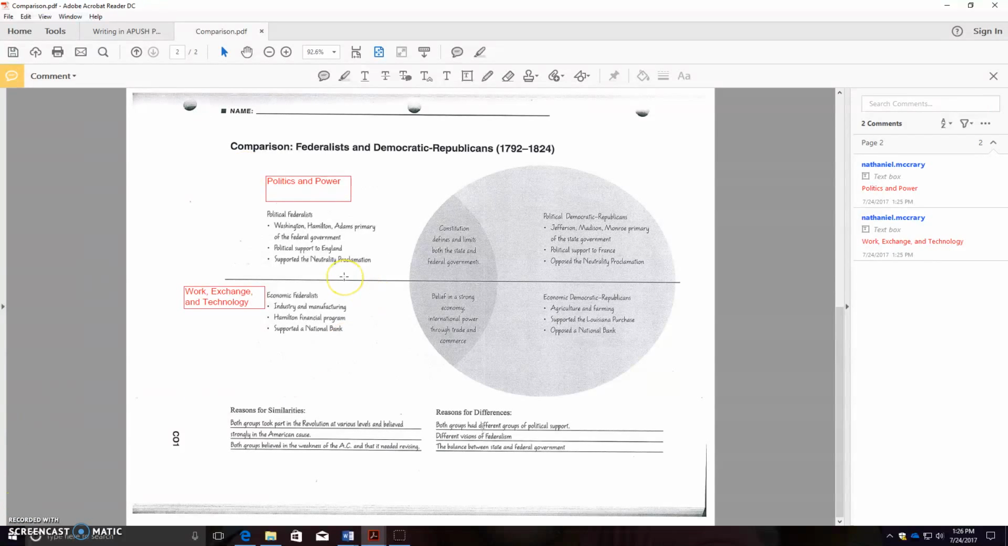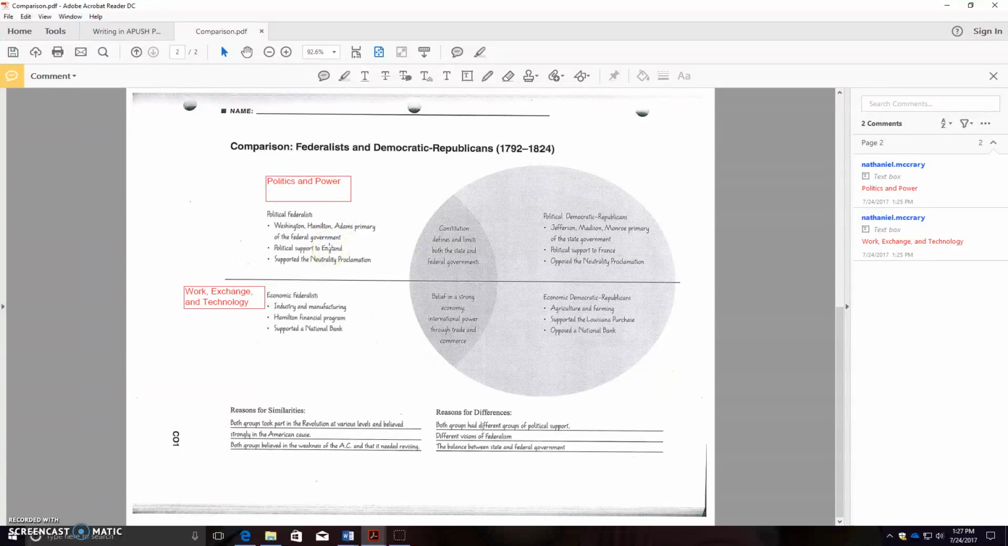First, let's look at politics and power. Okay, remember, politics and power. This theme focuses on how different social and political groups have influenced society and government in the United States, as well as how political beliefs and institutions have changed over time. So on this half of the circle, we're dealing with the Federalists. Okay, these are people like George Washington, Alexander Hamilton, and John Adams. They believe in the superiority of the federal government over state governments. Okay, so they are Federalists. They believe in a strong federal power.